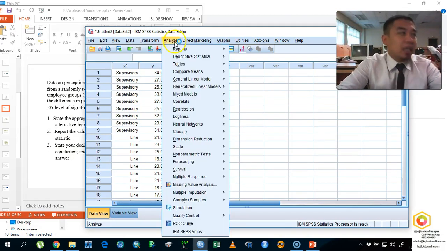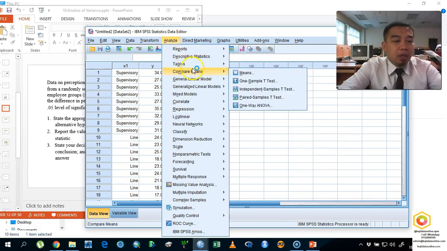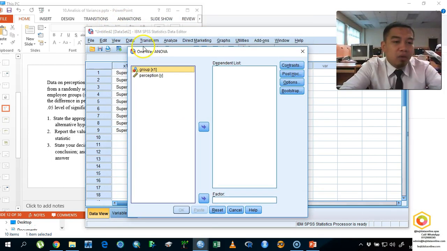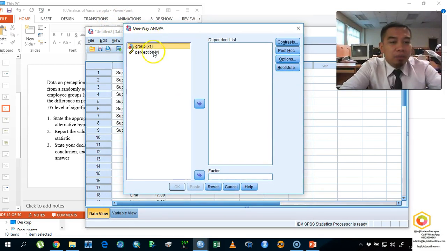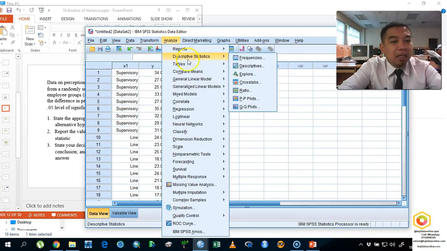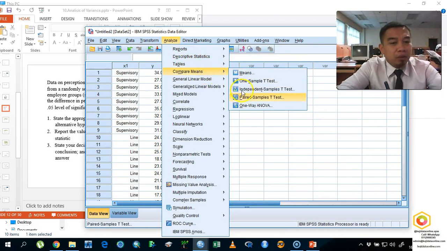So the first one, you click Analyze, and then you go to Compare Means, and then you go to One-Way ANOVA. Okay, you proceed with the One-Way ANOVA, you click this button, and then it will come out like this: One-Way ANOVA for the group and perception. I'll repeat: you click Analyze, go to Compare Means, and then go to One-Way ANOVA. So far so good.